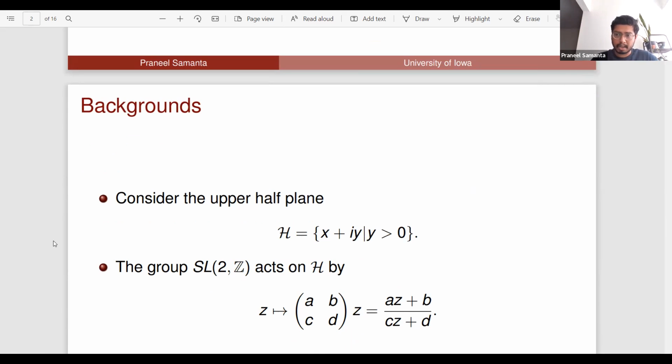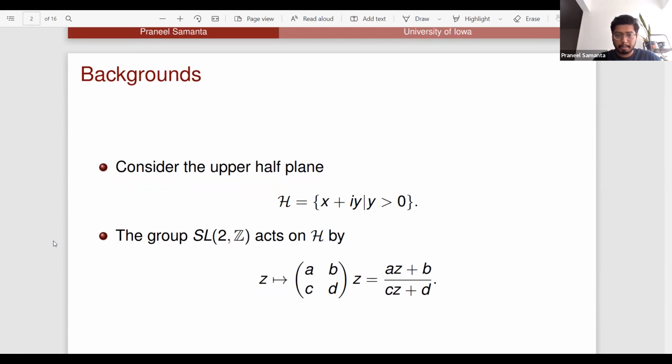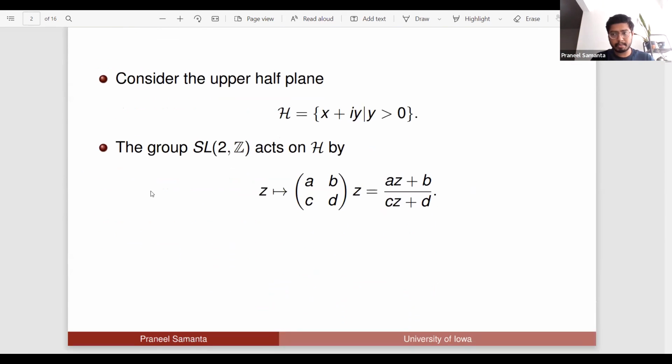Okay, so I'm going to start with the background, and the thing that we are going to consider first is the upper half plane, which is the complex plane where the imaginary part is strictly more than 0. The group SL2Z acts on this upper half plane by this group action, where if the element in SL2Z is the matrix (a, b; c, d), then z goes to the Möbius transform (az + b) over (cz + d).